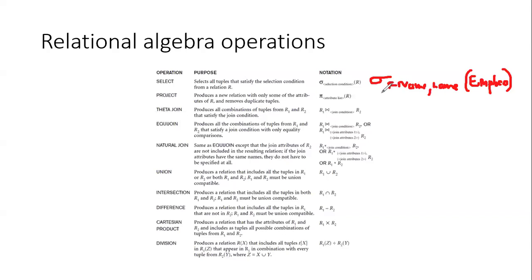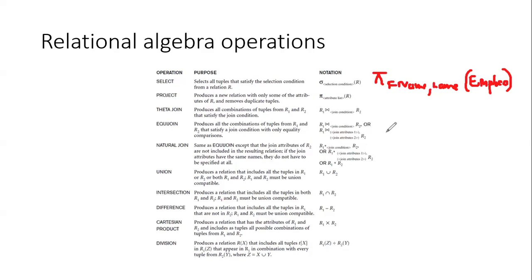Okay, sorry, I made a mistake here. It's the project operation. Let me not confuse this one. So this should be project. That means we are going to select, or we keep only the first name and last name.